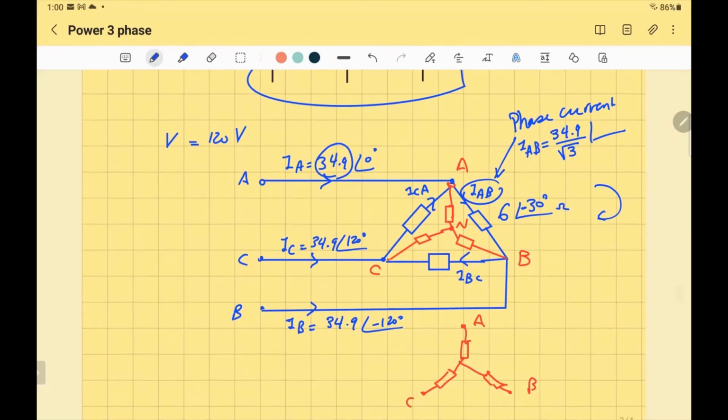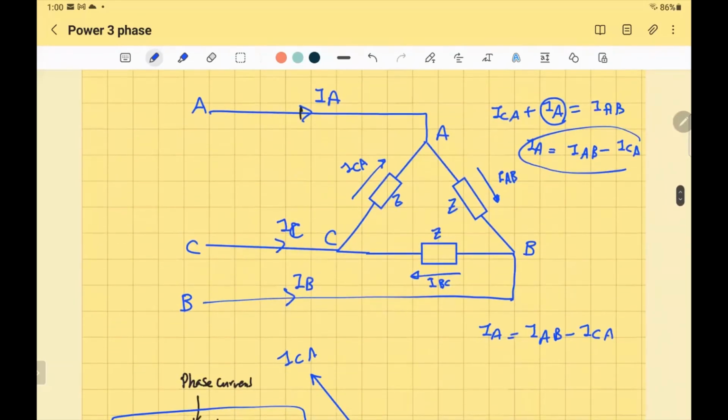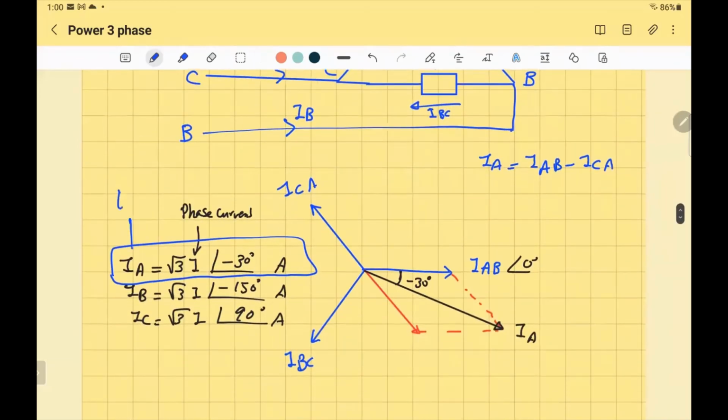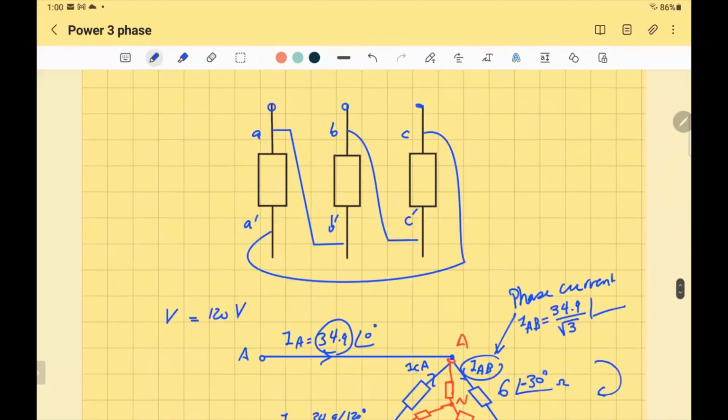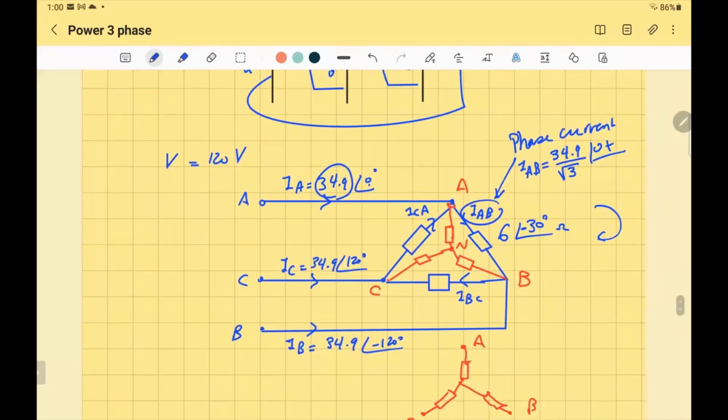Let me just go back again. I have to make sure that I get it right. Oh, here you go. That's the line current. That's the phase. So the line current is lagging, so this would be leading. So I add 30, leading. I add to the zero 30 degrees. And that would be the first phase current, 34.9 over square root of 3. Let me just calculate. I got 20.1, say 20. So it's almost 20, angle 30. And that's IAB, the phase current in delta.